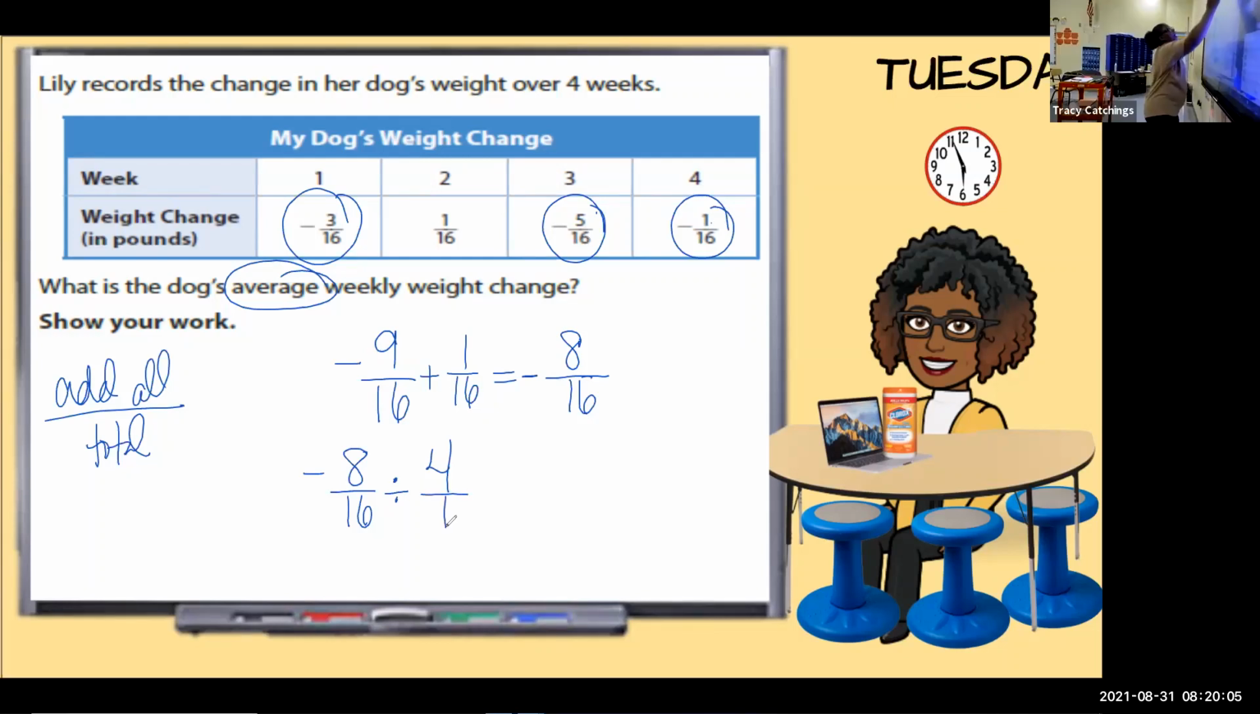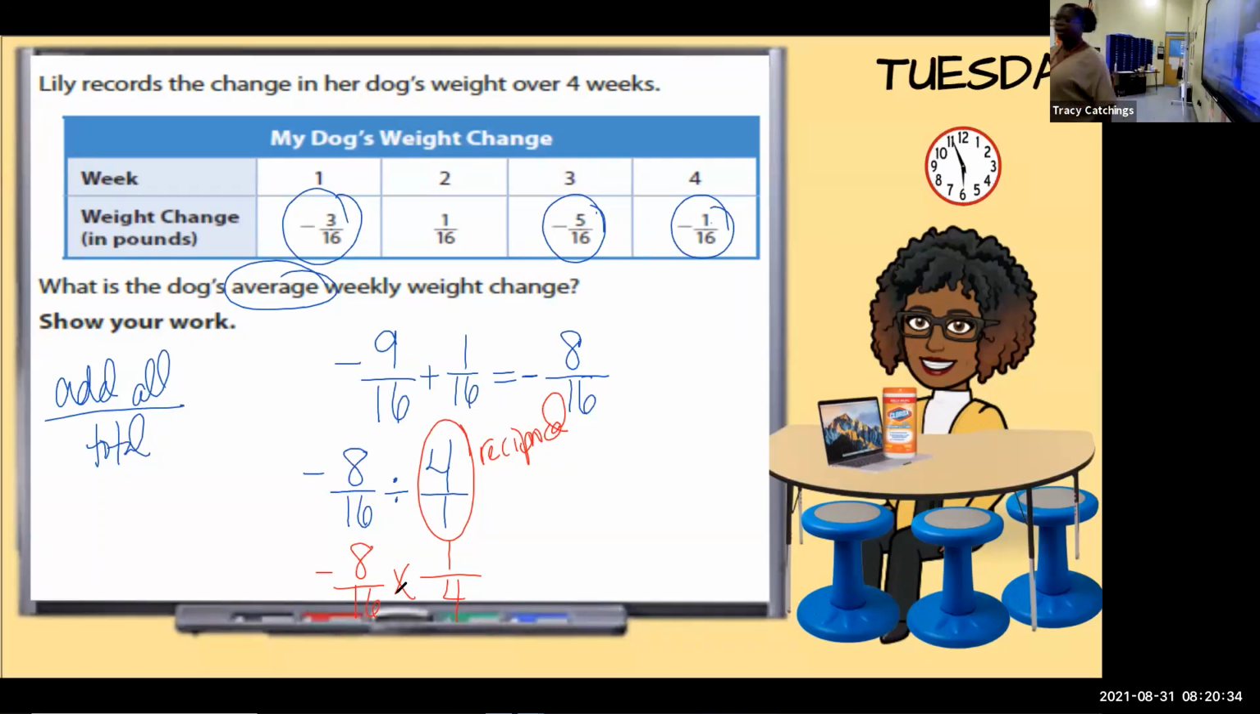Now, how do we divide with fractions? KCF. Make sure we know that means take the reciprocal. You won't see KCF on that test, so make sure we know that it's called the reciprocal. So now we have negative 8/16 being multiplied by 1/4.